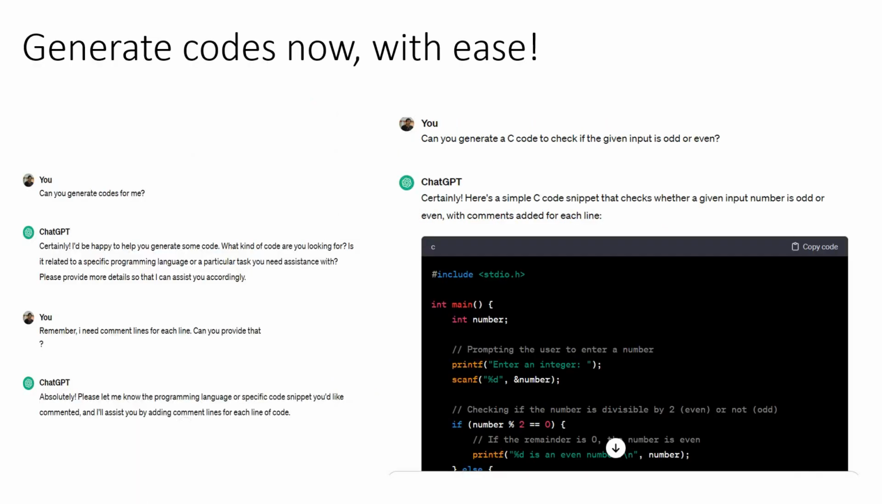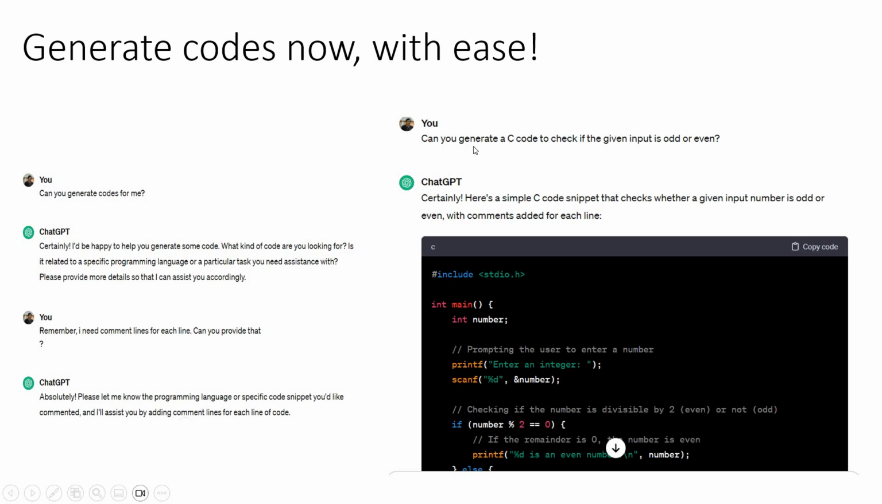Now generating codes. I'm asking a question, can you generate codes for me? Yes, it can generate codes for me is what it says. And I am now prompting it with another input. I need comment lines for each line. Can you provide them? Absolutely yes. Please let me know the programming language or specific code snippet you would like to be commented, and I'll assist you by adding comment lines for each line of the code.